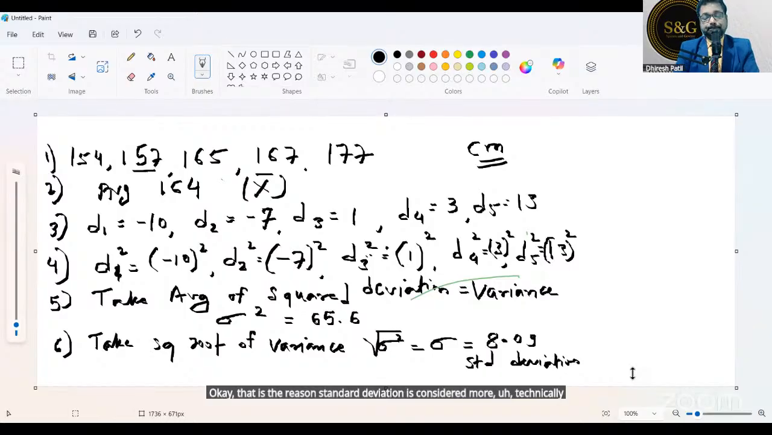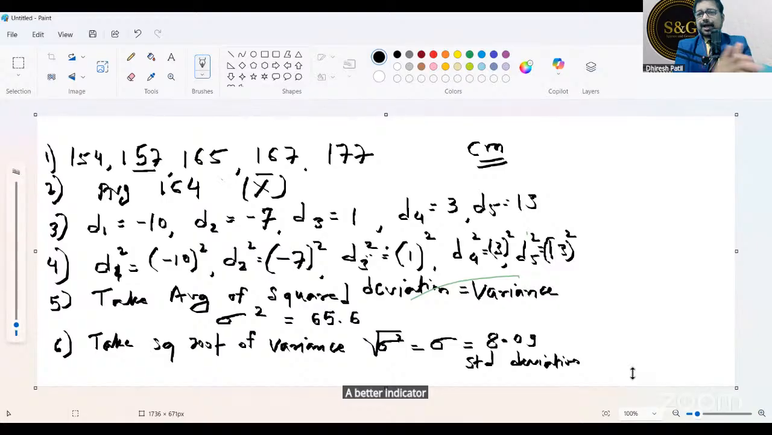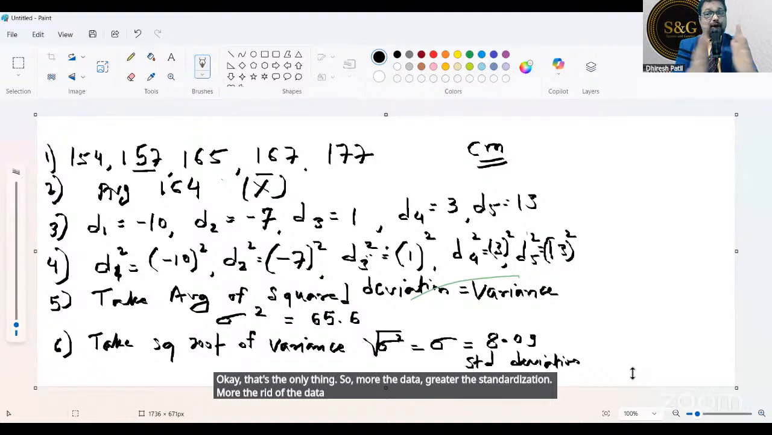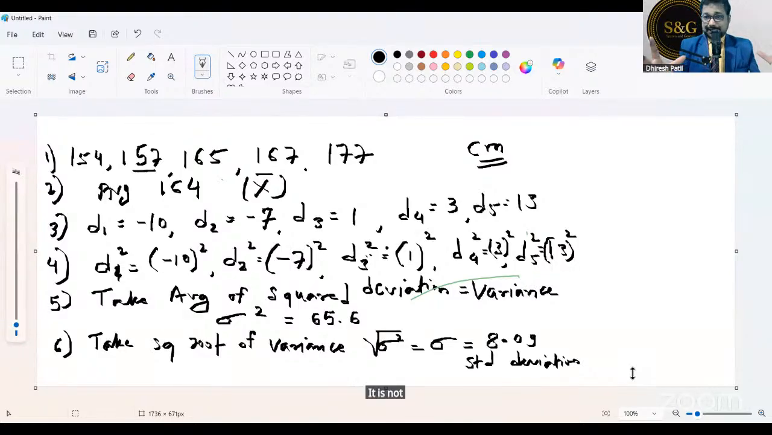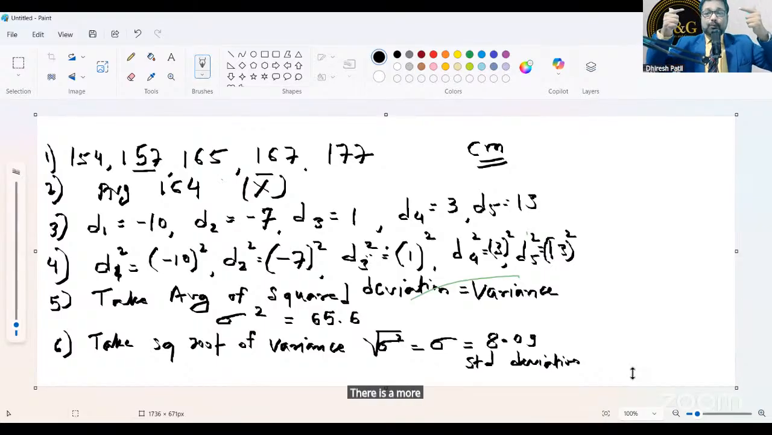A better indicator than the other deviation measurements. That's the only thing. So the greater the spread of the data, the greater the standard deviation. Abhishek ji, it is not that more data means more standard deviation. The more the spread of the data, the more probability of having a larger standard deviation.